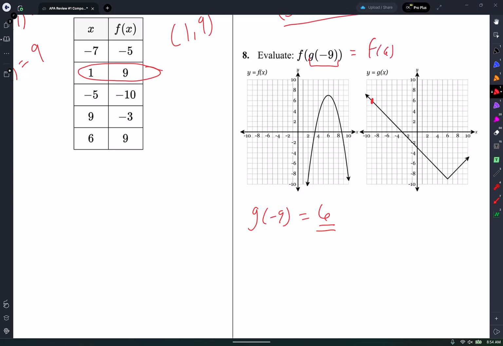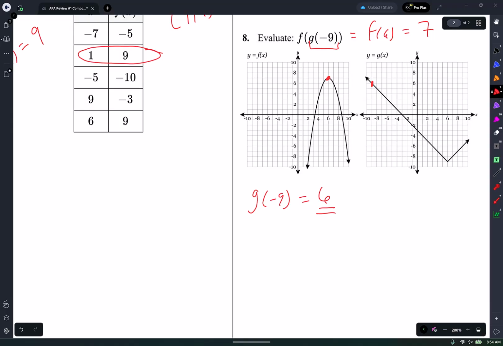Perfect. You go to the f graph, and I go to x equals 6. And when x equals 6, what is that y value? 7. Hello, wow. We didn't do this on purpose. Next time I'll make sure that 6, 7 is not it.